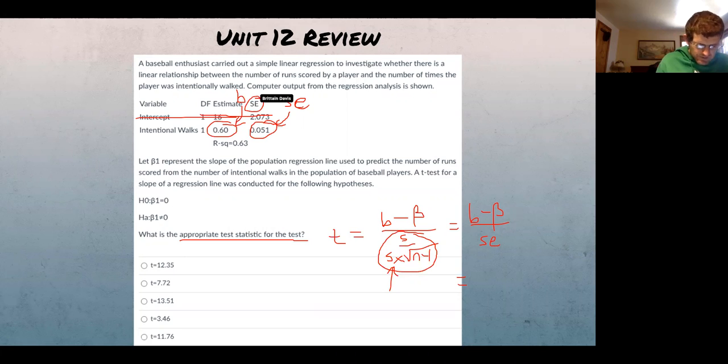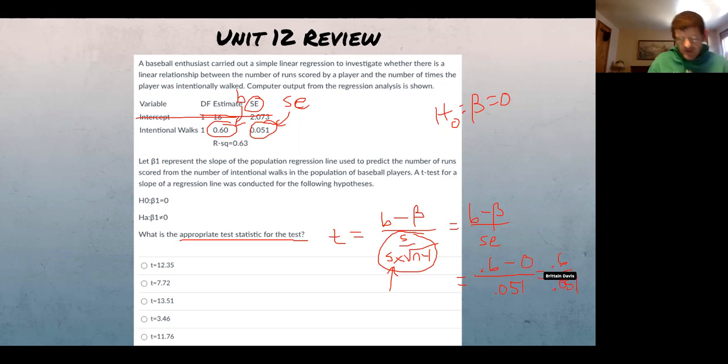So all I need to do is plug in 0.6 minus beta, well, let me come back to that, divided by 0.051. Because our null hypothesis is always that beta is equal to 0, this becomes 0 right here. It's just 0.6 divided by 0.051. It's a very straightforward calculation. Doesn't get any easier than that. Calculator somewhere. I think the answer is 11.76. So let's go with that. Why not?